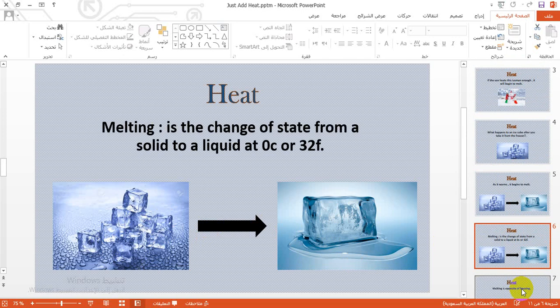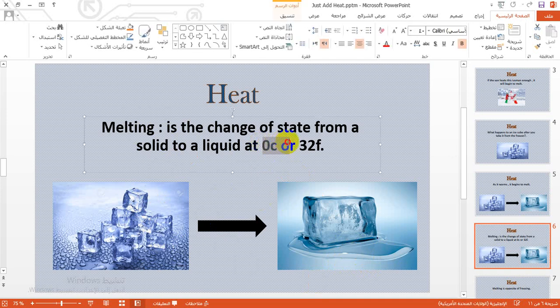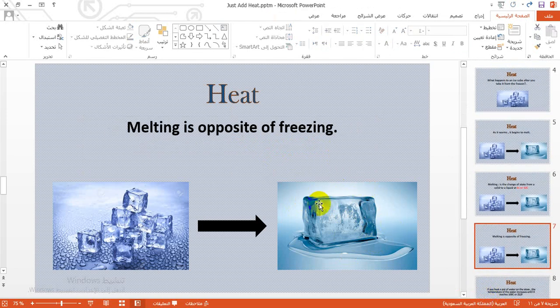Okay, now the definition of melting is what exactly? Melting is the change of state from solid to liquid. At which degree, guys? At 0 Celsius degrees or 32 degrees Fahrenheit. So melting is a change from solid to liquid. And the ice, or the solid state of water, begins to melt at which degree, guys? 0 Celsius degrees or 32 Fahrenheit. Okay, so melting is the opposite of freezing.